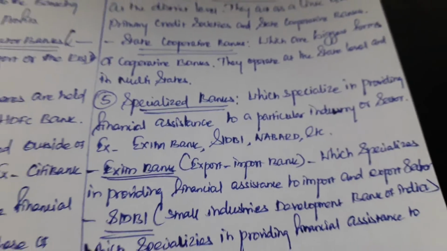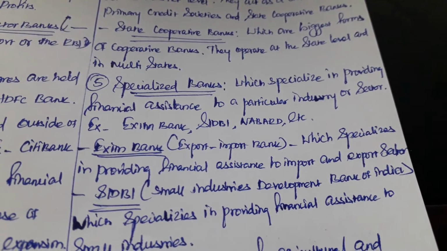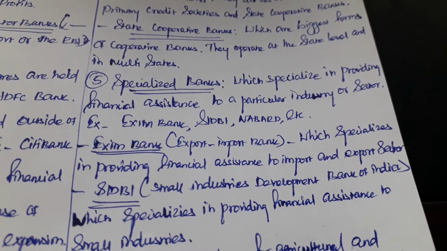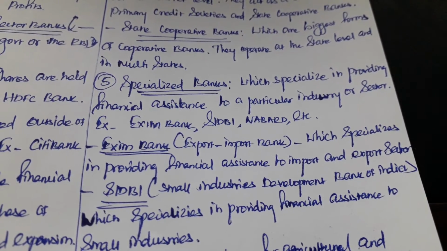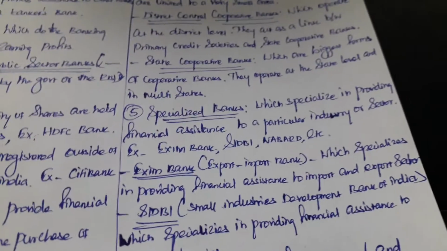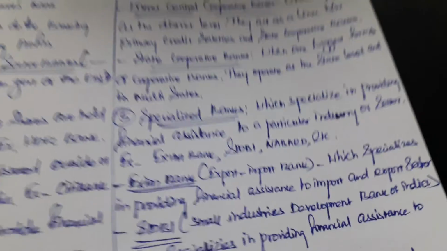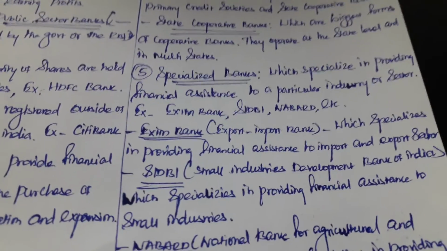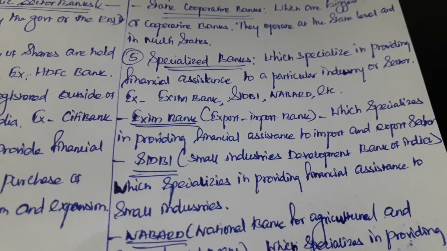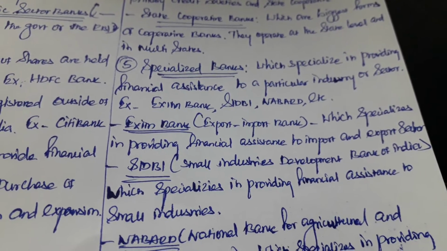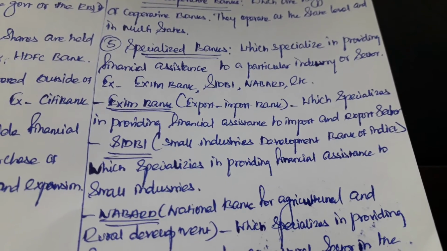The next category is specialized banks, which specialize in providing financial assistance to a particular industry or sector. Example, Exim Bank, SIDBI, NABARD, etc. For a specific function, these banks provide financial assistance to those sectors. The first one is the Exim Bank.